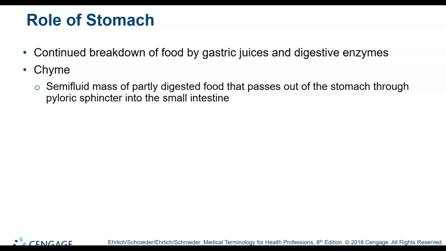The stomach is continually breaking down the food again by those gastric juices and digestive enzymes. Chyme is what we get as we swallow that food, and as it goes through that process and gets in the stomach and mixes with these enzymes and the acids, it's called chyme, and that's a semi-fluid mass of partially digested food that comes out of the stomach through the pyloric sphincter, and that chyme then goes into the small intestine.